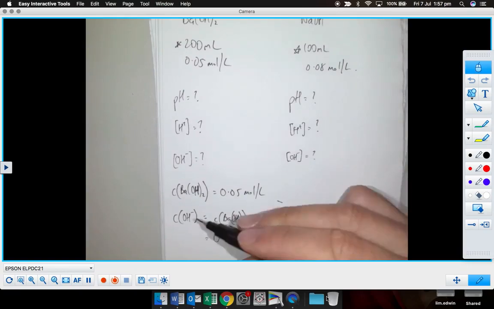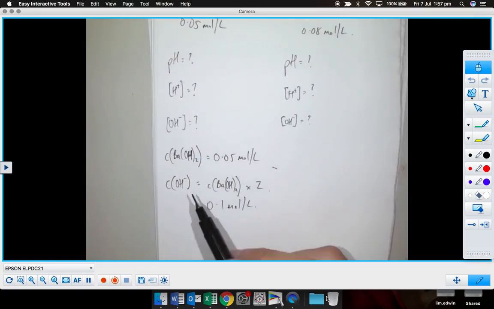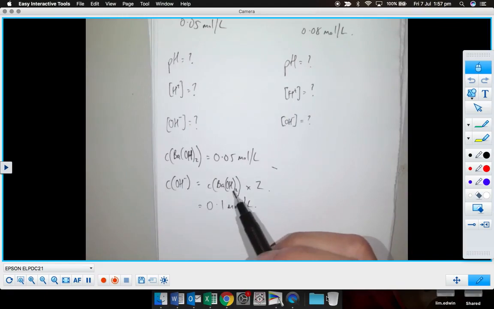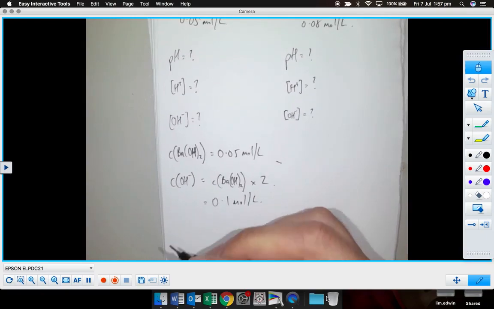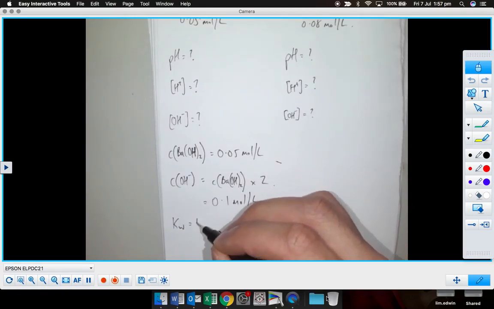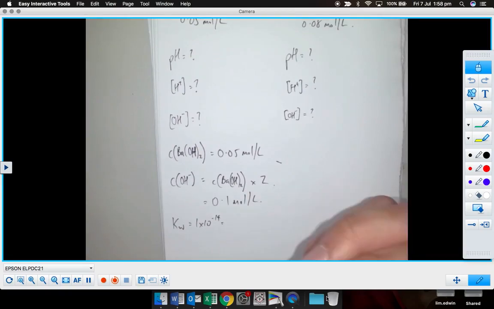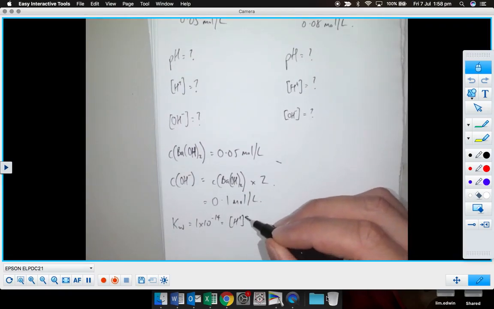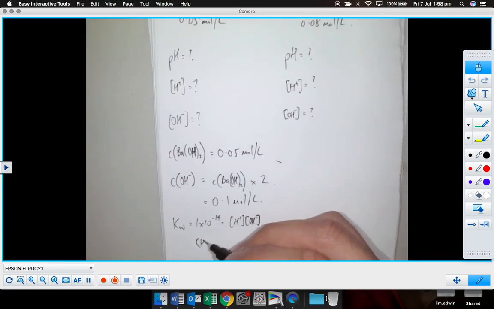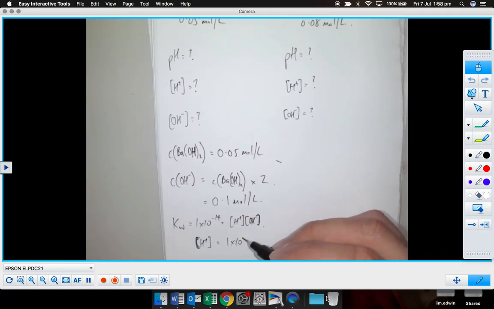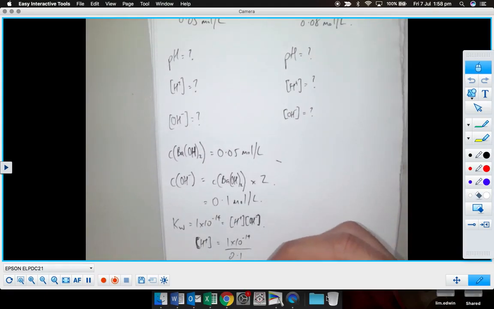Okay, so this is why this step is important: the relationship between the hydroxide ions or the hydrogen ions and the concentration of whatever chemical you're working with. Alright, so then I can get the Kw equation going. 1 times 10 to the negative 14 is equal to the concentration of H+ and OH- multiplied together. So therefore the H+ ions is equal to 1 times 10 to the negative 14 over 0.1, which is 1 times 10 to the negative 13.